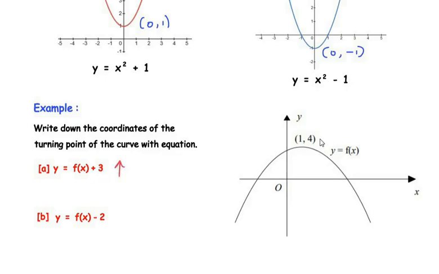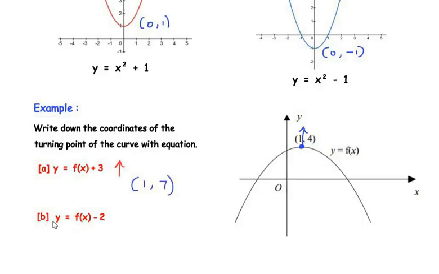So let us look at the coordinates of the turning point. Now it has been given as (1, 4). Here the y coordinate is going to change, not the x coordinate. So this turning point is going to be shifted upwards by 3 units. So 4 should be added to 3, giving us 7. So the new coordinates of the turning point are going to be (1, 7).